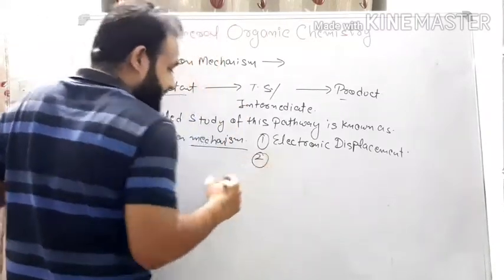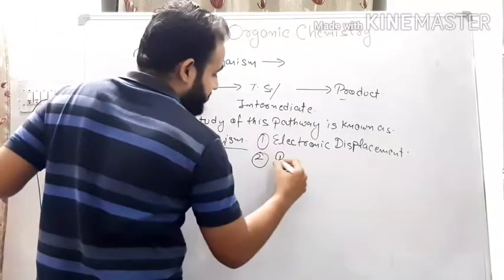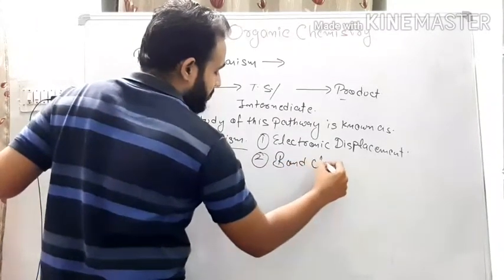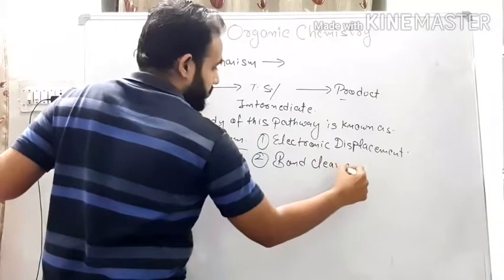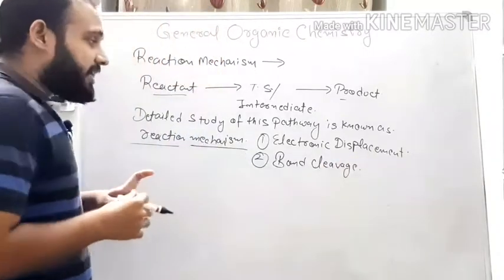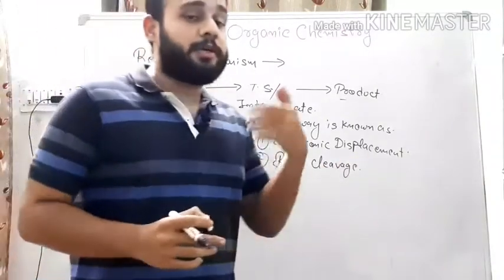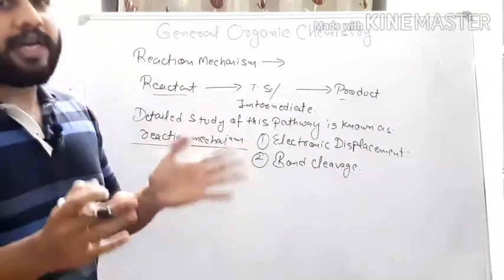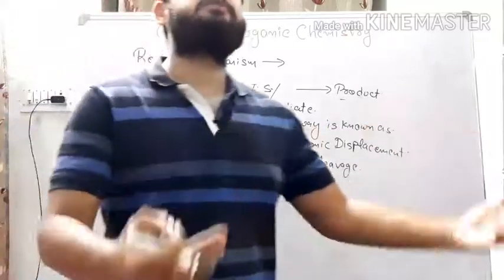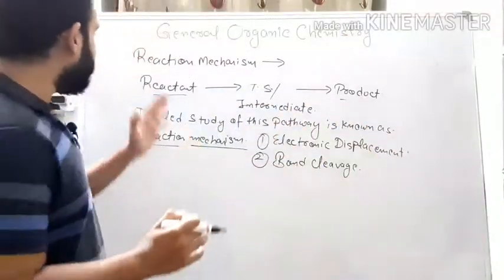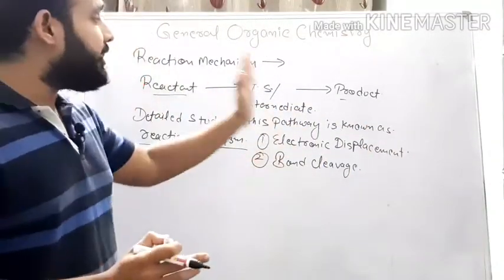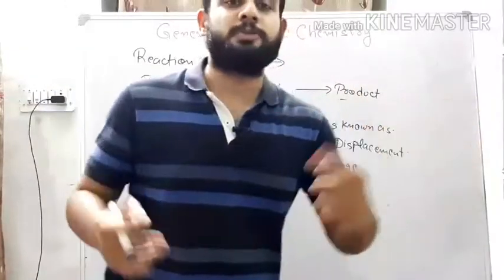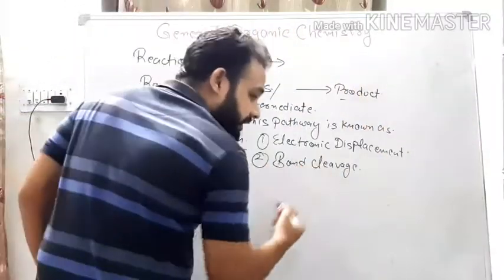And the second point is bond cleavage. As you study after electronic displacement, you can see that in a chemical reaction old bonds are cleaved and new bonds are formed. Old bonds are cleaved in the reactant species and new bonds are formed in the product species. So you can study the bond cleavage.